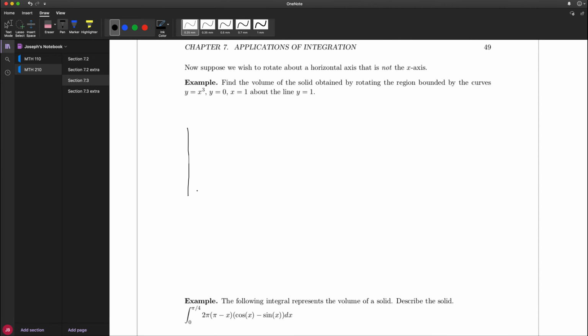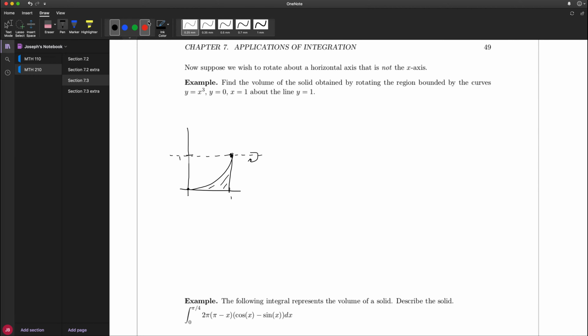We're going to get, first of all, here's our axis up here at y equals 1. So let's say this is 1. And y equals x cubed starts at 0, 0, and it kind of has a parabola shape. It's a little bit flatter to start off with. So it's kind of more like that. And now you'll notice that x equals 1 is forming the right part of our region. So in fact, this is the region that we're rotating about this line here.